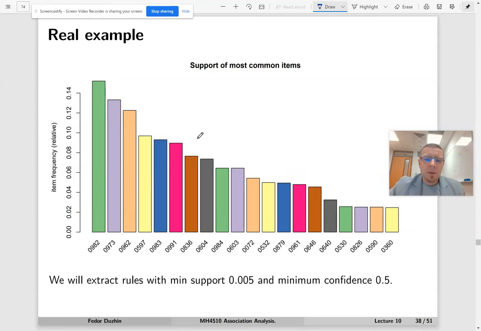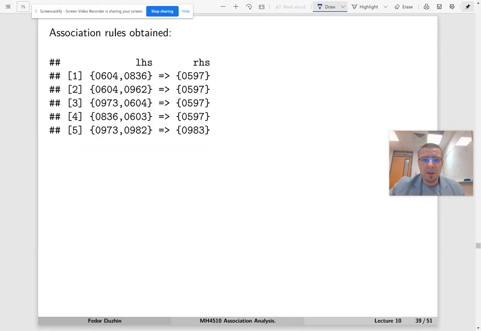All right, let us look at the real example. So the data set here is the same as we have already seen today in the beginning of the lecture. Here items represent departments of a store, and we're going to extract rules with minimum support of 0.005 and minimum confidence of 0.5. I have played around with these numbers so that there are just 5 rules obtained, so that we could just look at them and list them all.